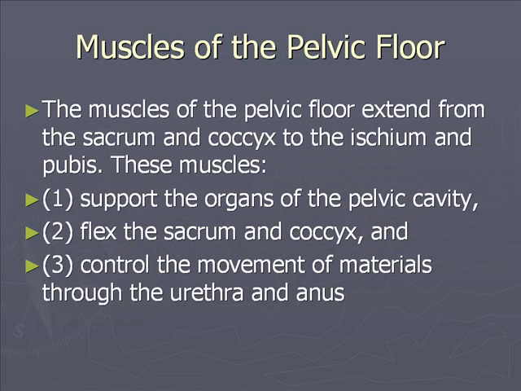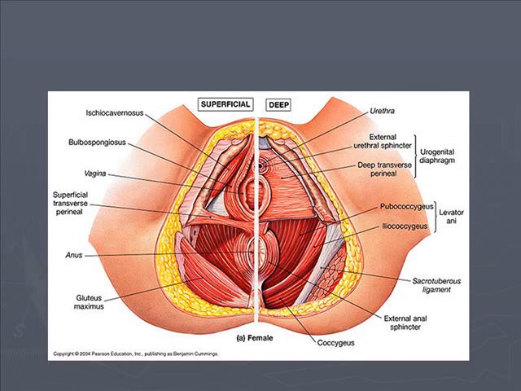Then there are muscles of the pelvic floor that extend from the sacrum, the coccyx, the ischium, and the pubis. These muscles have three functions. Basically, they support the organs of the pelvic cavity and flex the sacrum and the coccyx bones. They control movement of material through the urethra and the anus, through sphincter control of those muscles. In female anatomy, as you can see, there is a large, flat muscle structure, almost like an apron or a hammock, that supports the weight of the pelvic organs.